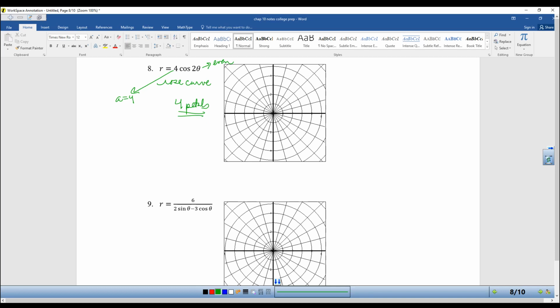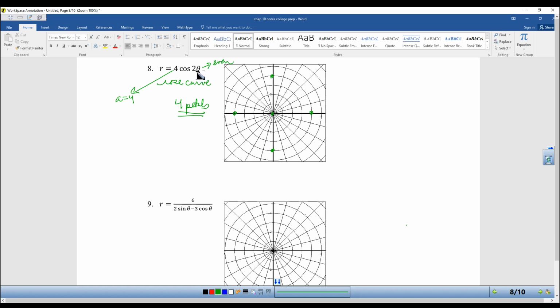So that chart is everything. And it's cosine, so it's going to be symmetric on the x-axis. And a is equal to 4. So I literally have my 4 petals already. What do I just need? I just need a point.